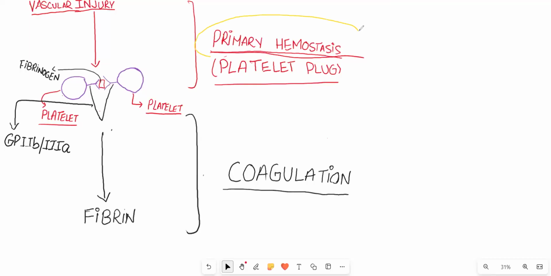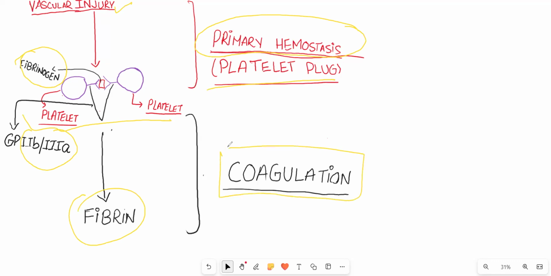So primary hemostasis is basically the formation of the platelet plug. First step is a vascular injury. Vascular injury leads to the formation of the platelet plug. Fibrinogen links the platelets through the GP2B3A receptor. Then this soluble fibrinogen is converted to fibrin, and this is known as coagulation.